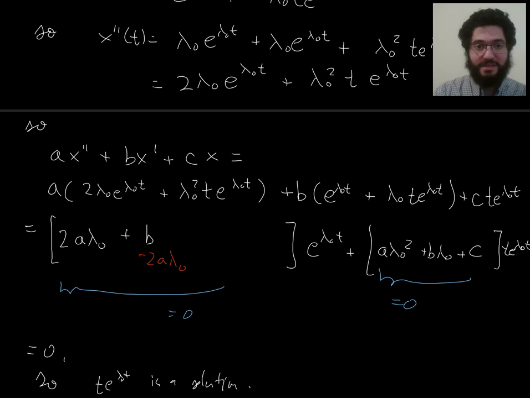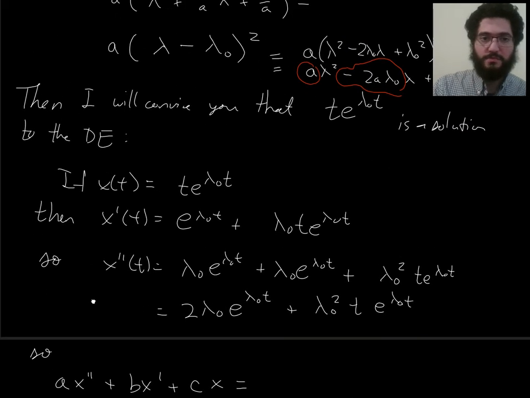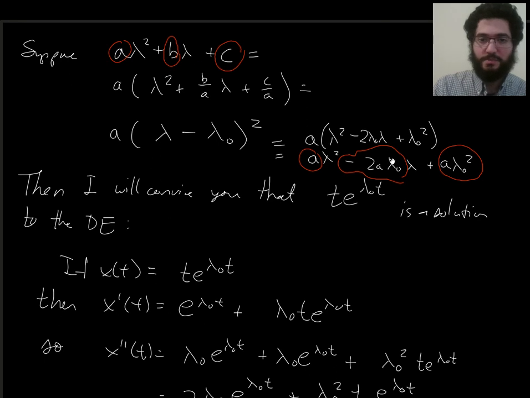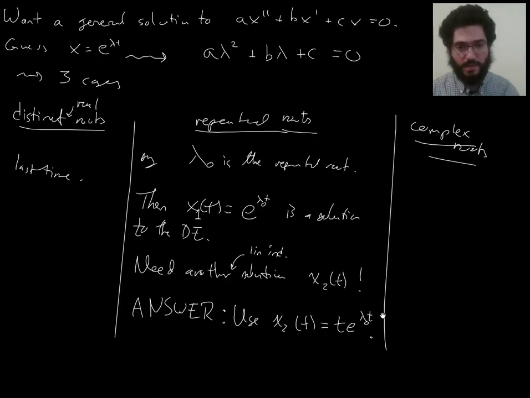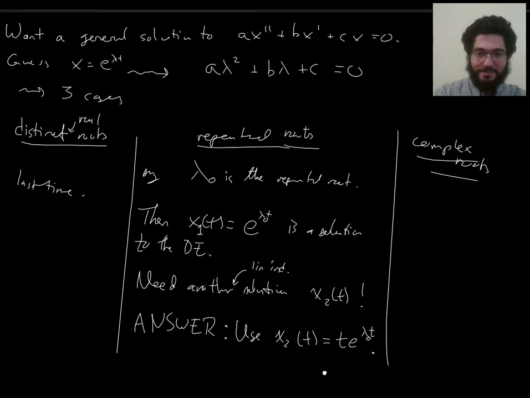So this should convince you at least that t e to the lambda naught t is a solution to the original differential equation when e to the lambda naught t is a solution, and when lambda naught is a repeated root of the characteristic polynomial. This only works when it's a repeated root, because we needed to match up the b with this thing to get our 0 back there. Okay, so that's that. Oh, well, I guess I still need to convince you that it's linearly independent, which I will do in a moment. But I just want to preempt the next question.